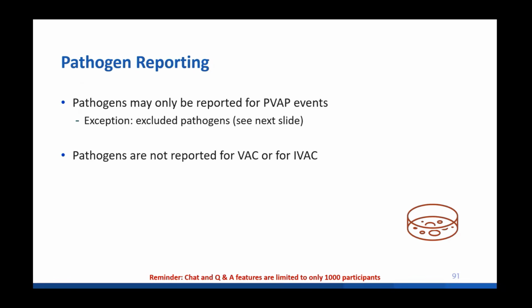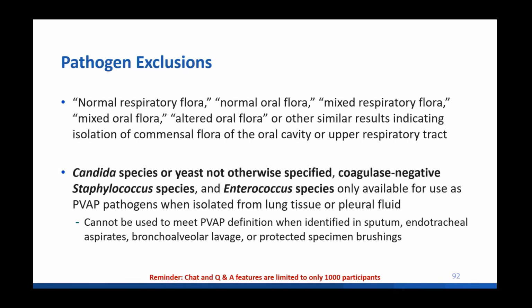Remember, pathogens may be reported for PVAP events, but are not reported for VAC or IVAC. There are some pathogens excluded from PVAP reporting, including commensal flora of the oral cavity or upper respiratory tract. Additionally, Candida species or yeast not otherwise identified, coagulase-negative Staphylococcus species, and Enterococcus species are only available for use as PVAP pathogens when isolated from lung tissue or pleural fluid.